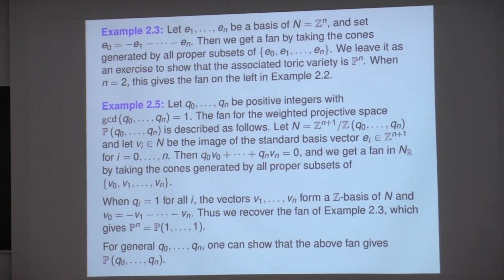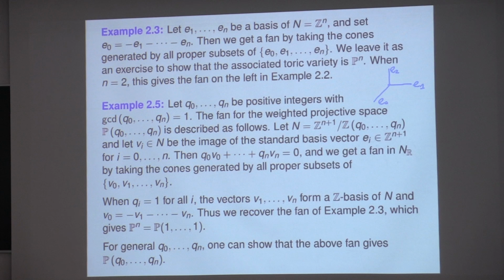Say that we have Z^n. And in Z^n, the integers to the n, let's take the canonical basis. And let's define E sub 0 as minus the sum of all of those guys. We have seen this picture before. Let me do one picture over here. So this would be E1, this would be E2, and in this case, E0 would point like this, right?